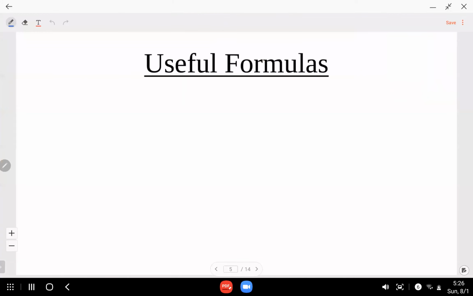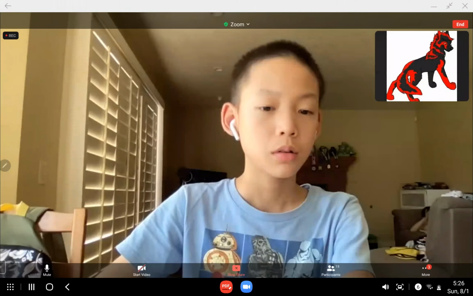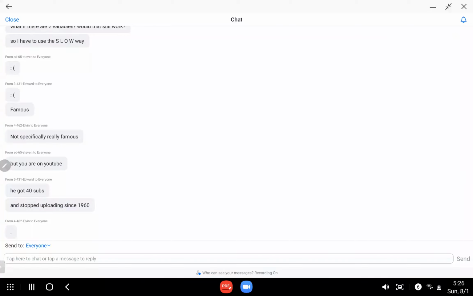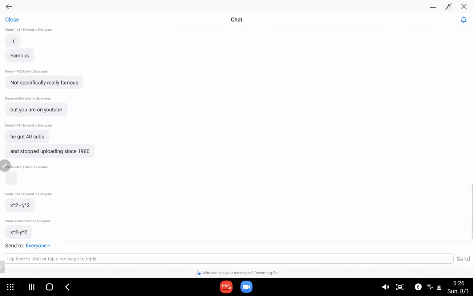Okay, so useful formulas. Let's move on. Who knows what this equals? x plus y times x minus y. What does this equal? And what is this called? Right, x squared minus y squared.